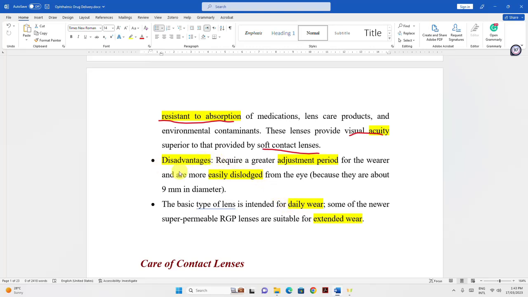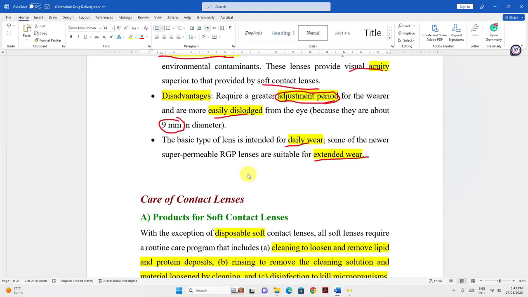What about the disadvantages? Because their diameter is small, they are more easily dislodged. This is one disadvantage. Another disadvantage is because of their rigidity, they are less comfortable for the wearer, for the patient or the customer, and they require a longer adjustment period until the customer gets used to wearing them. You see here also the diameter is smaller, that's why they can dislodge easily. Also, they are available as daily wear and as extended wear rigid gas permeable lenses.